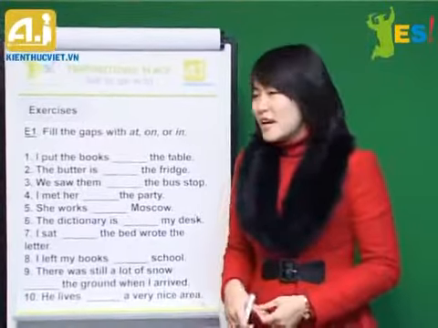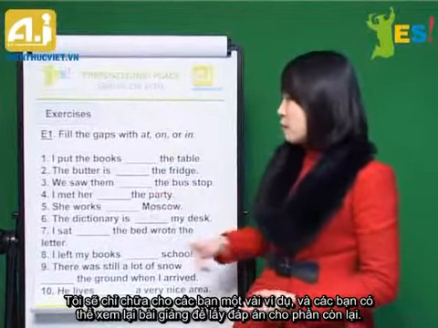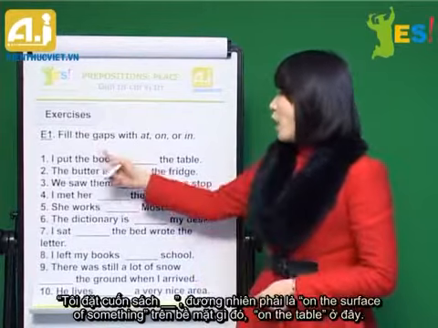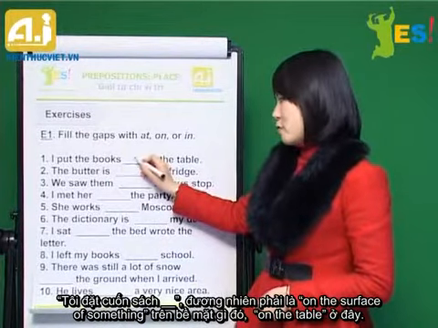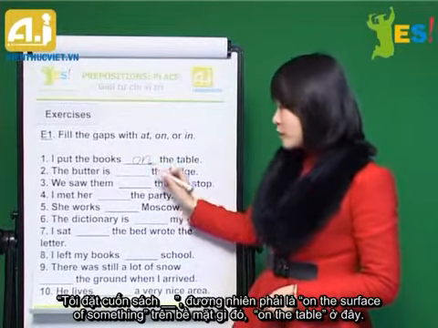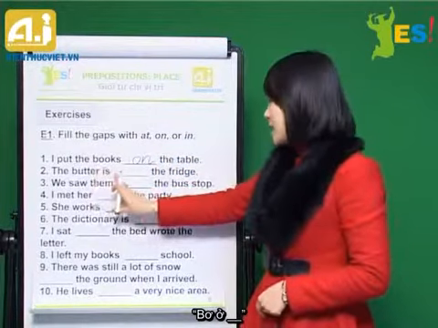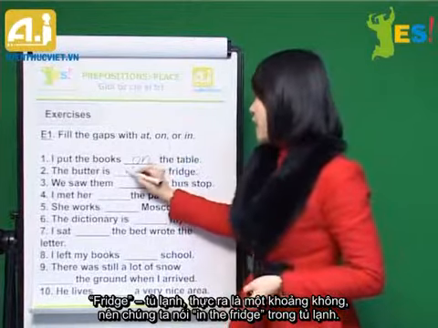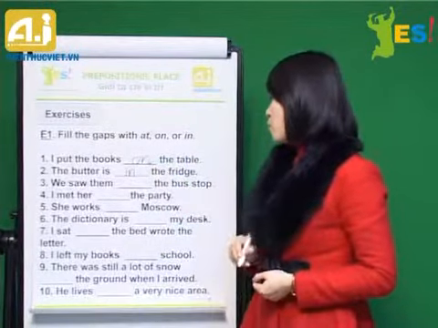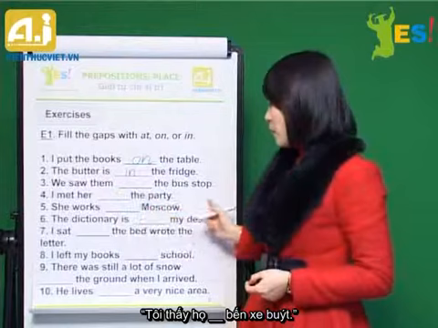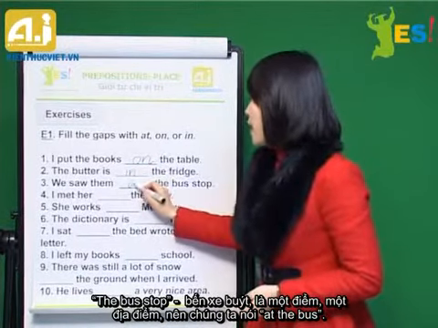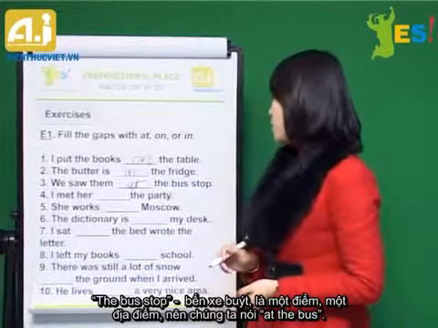Have you finished? Okay, I'll correct some examples for you, and for the rest you can check the lectures for the answers. I put the books, of course, on the surface of something, so it's on the table. The butter, for the fridge, is actually a space, so you say in the fridge. We saw them at the bus stop. The bus stop is a point of place, so you say we saw them at the bus stop.